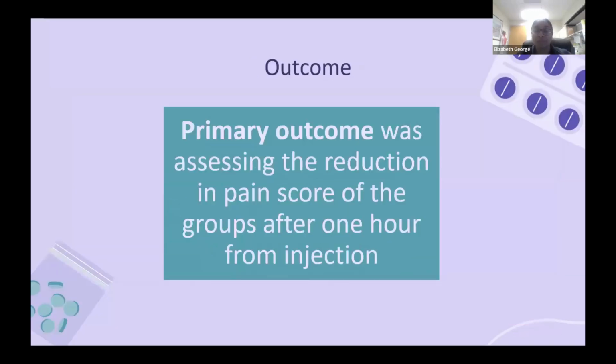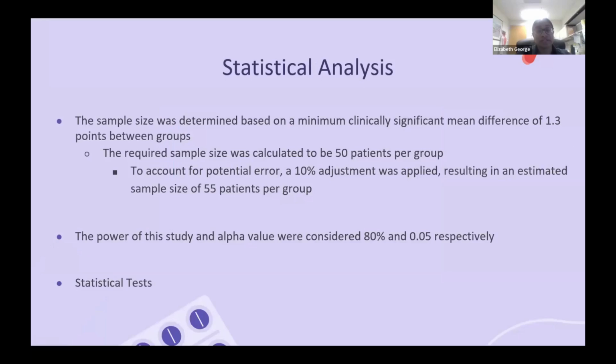As for the outcome, the primary outcome assessed was the reduction in pain score of the groups after 1 hour from injection. As for the statistical analysis, the sample size was determined based on minimum clinical significant mean of 1.3 point between the groups. So this was required. So then the sample size was calculated to be 50 patients per group. And then to also account for potential error, a 10% adjustment was applied, resulting in a sample size of 55 patients per group. And then the power of the study and alpha were 80% and 0.05 respectively.